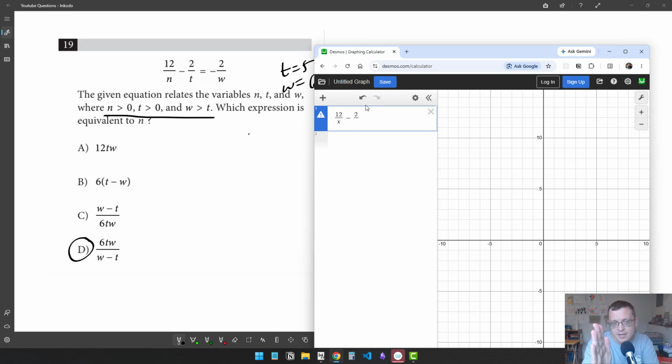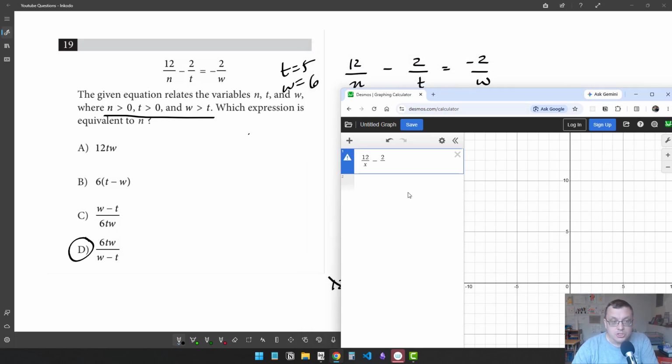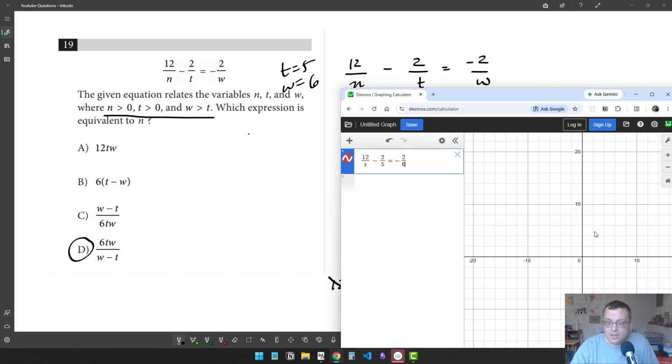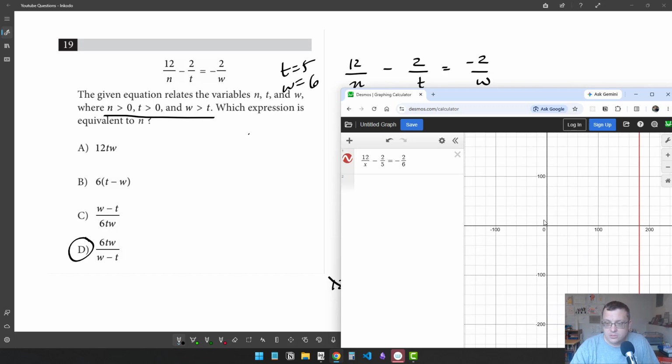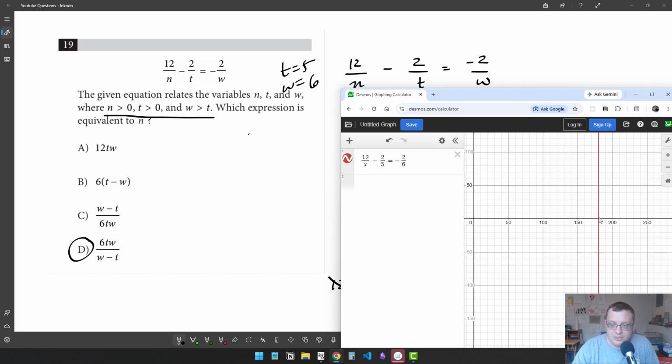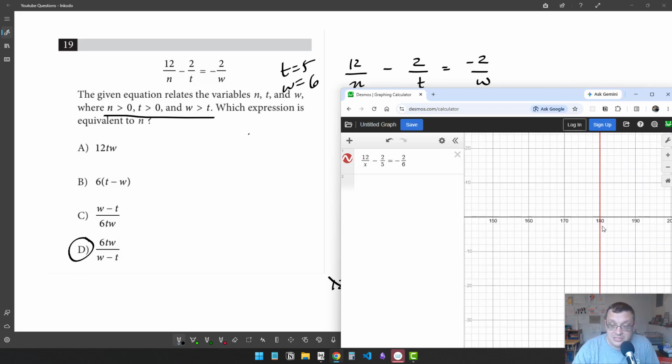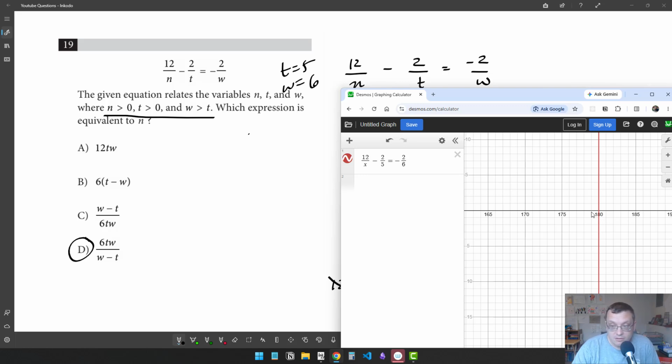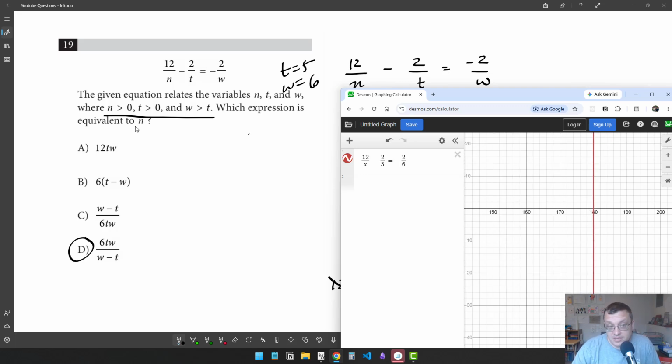We're just going to be looking at when x is to the right of the y-axis. If n is positive and we're calling n x, then we're just going to look at this region of the graph. I don't think it'll matter, but just in case. So 2 minus 5 equals negative 2 over 6. Okay, so I zoom out, and notice since this is really just something we can solve for x, we're going to get a value for n, which turns out to be 180. Okay, cool. And that's good because that's greater than 0.